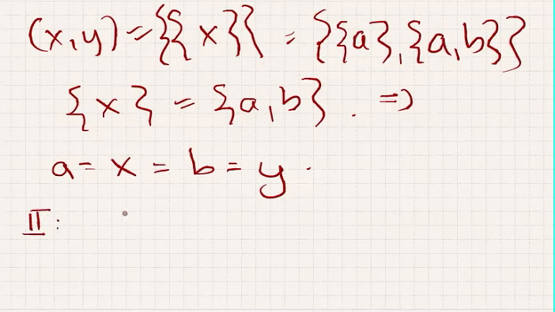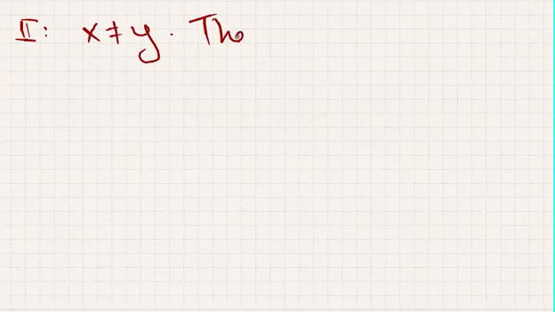Case 2 is what if x is not equal to y? Let me write that again. So what if x is not equal to y? Well, if x is not equal to y, then first we know that a isn't equal to b. And why do we know that? Well, if a were equal to b, then we could repeat that same argument for case 1 and get that x is equal to a and y is equal to b, but they're both equal to each other. So then we have that x is equal to y as well.